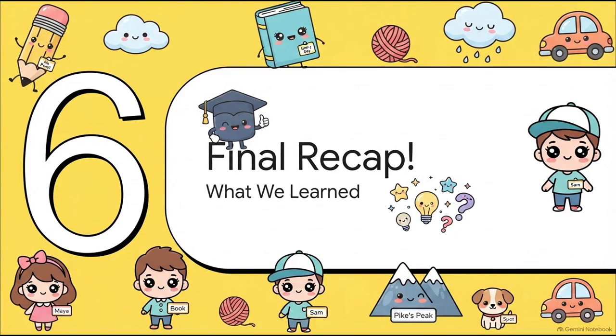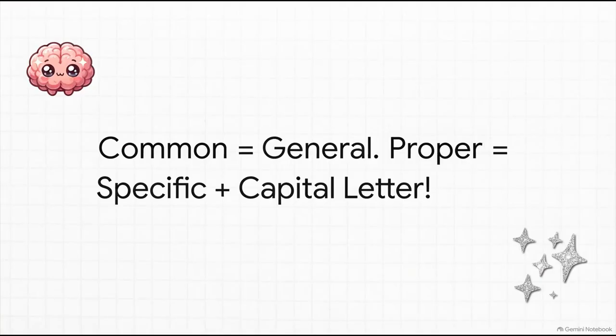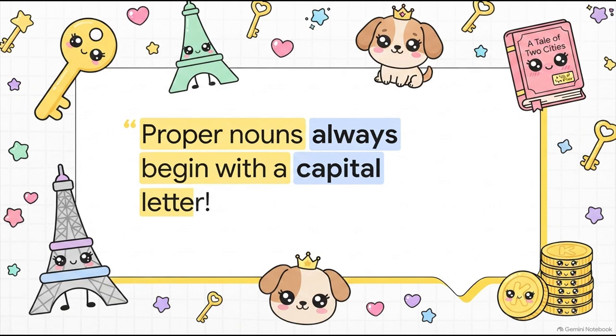Section 6, final recap. You've done an absolutely amazing job playing these games today. So let's just do a quick recap to lock in what we've learned. All right, say it aloud with me. A common noun is a general name, and a proper noun is a specific name that always gets a capital letter. Listen, if you only remember one golden rule from this entire explainer today, let it be this. Proper nouns absolutely always begin with a capital letter. That is literally your secret key to spotting them every single time.